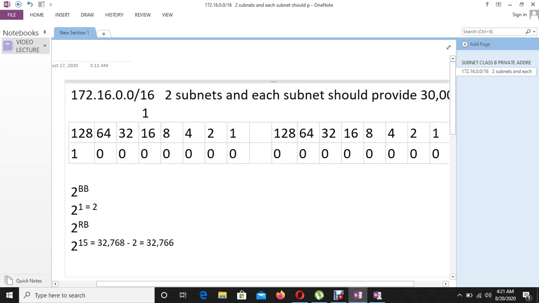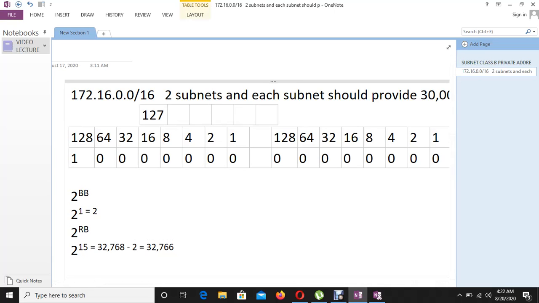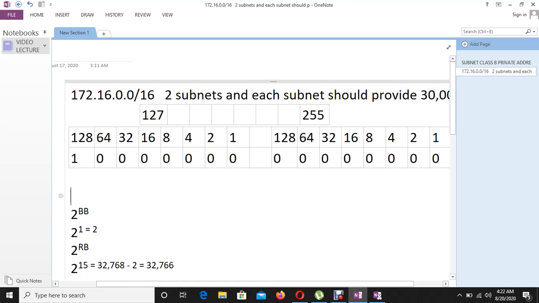The sum of the bits here is 127, and the sum of the bits here, right here, is 255. Alright guys, so this is what we are looking for. Now this is what we have to be adding, and this is what we have to be adding. Now we get our network address first. What is our network address?